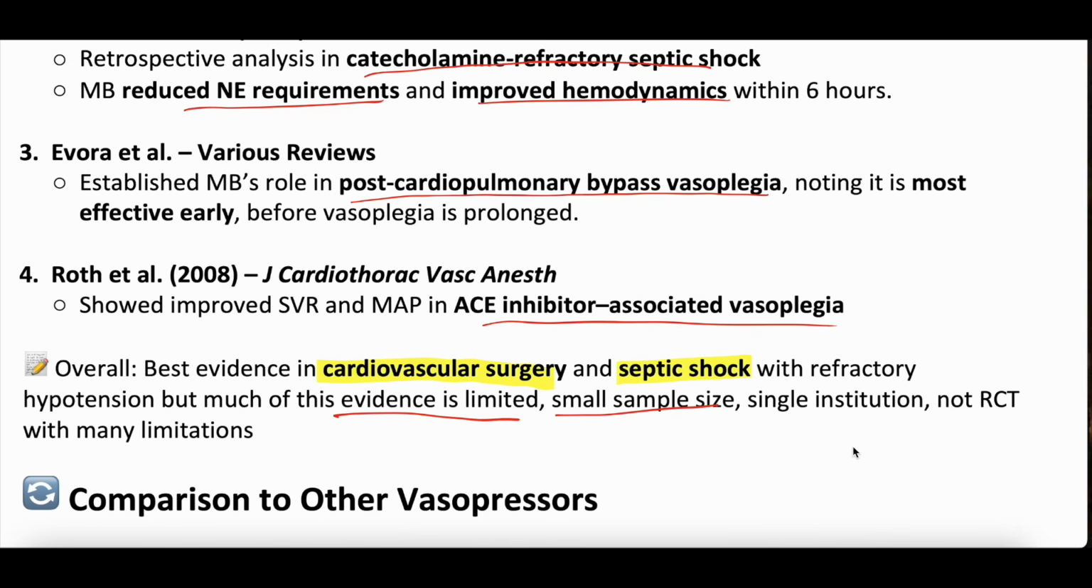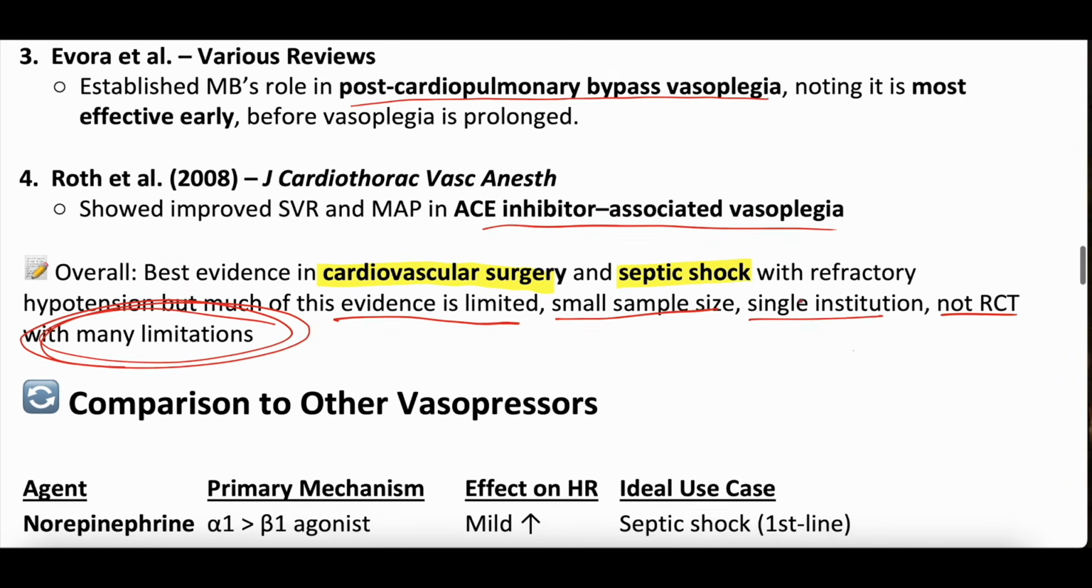The sample sizes are small. Most of them are single institution. Most of them are not randomized controlled trials, and there's many limitations to the evidence out there. And there's real side effects too. You've got to always take that into account. There's real adverse reactions that can occur.